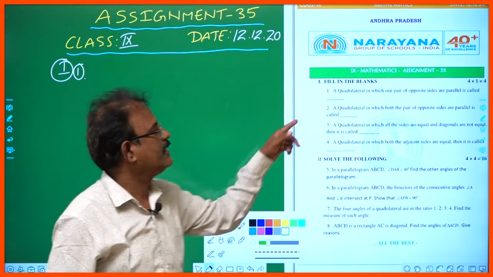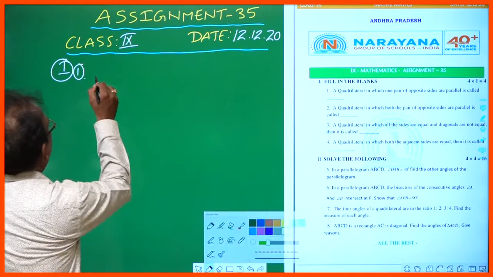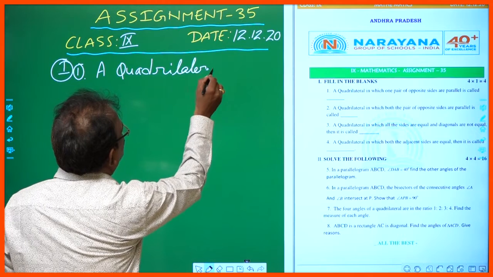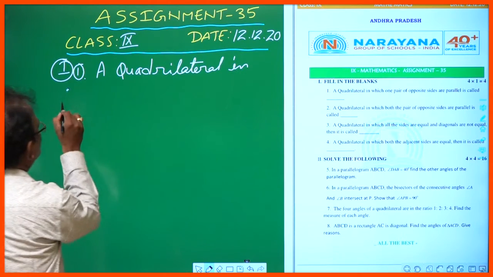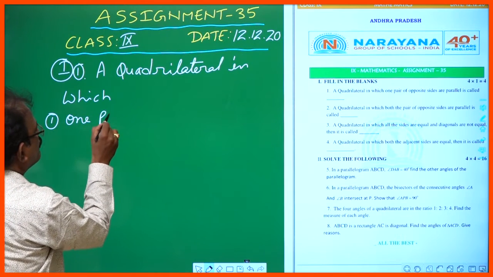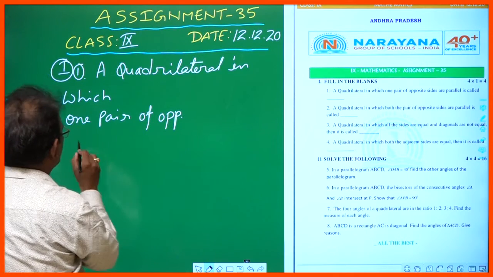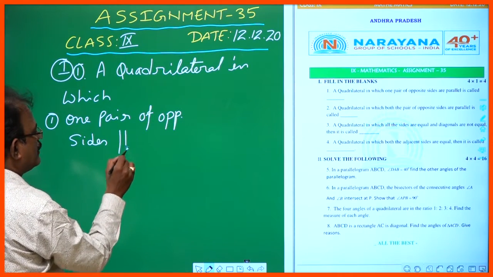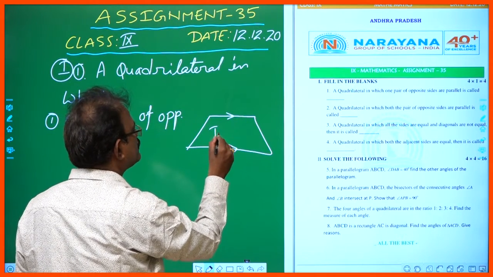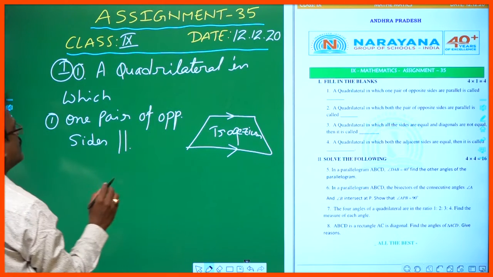So the first one of the first Roman: a quadrilateral in which one pair of opposite sides are parallel. So this is called, one pair of opposite sides parallel means this is a trapezium, children. Okay, first one is trapezium.